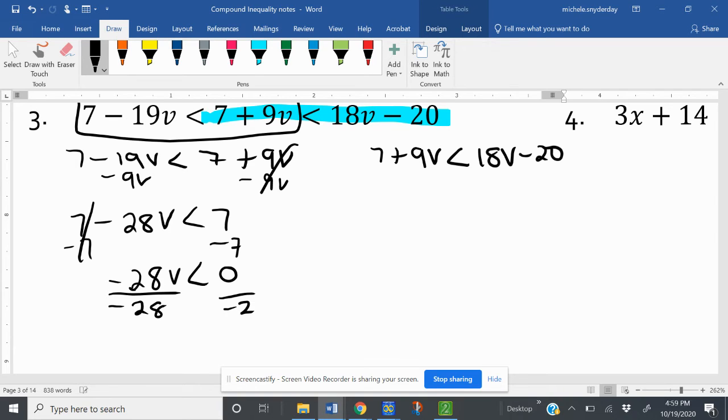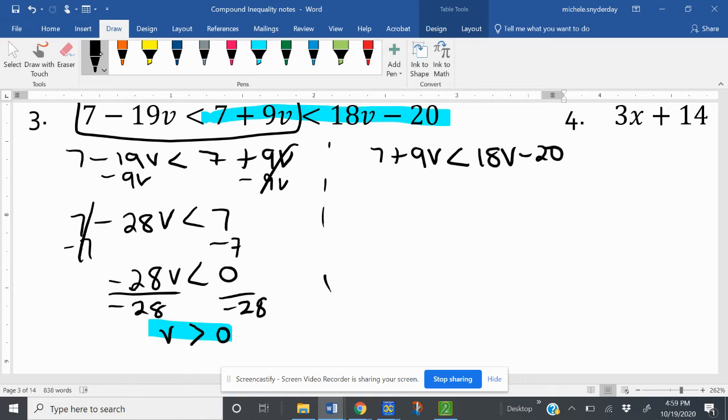Divide both sides by a negative 28. And when you divide by a negative number, you've got to switch the inequality sign. So this gives us b is greater than 0. So there's one inequality that we need to graph. Now we'll work on the other inequality.